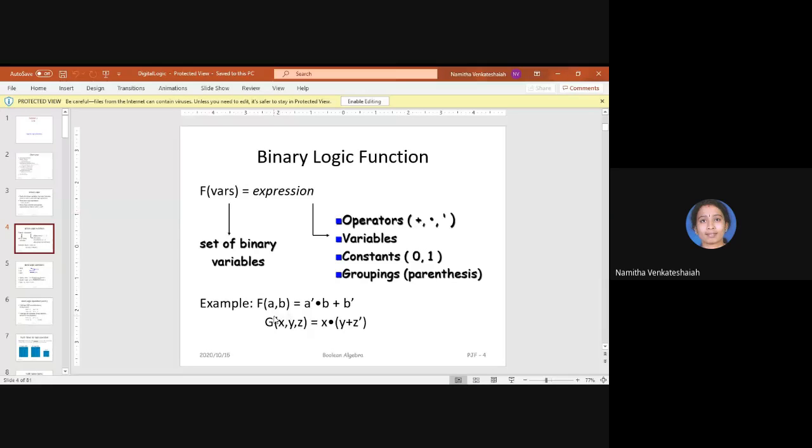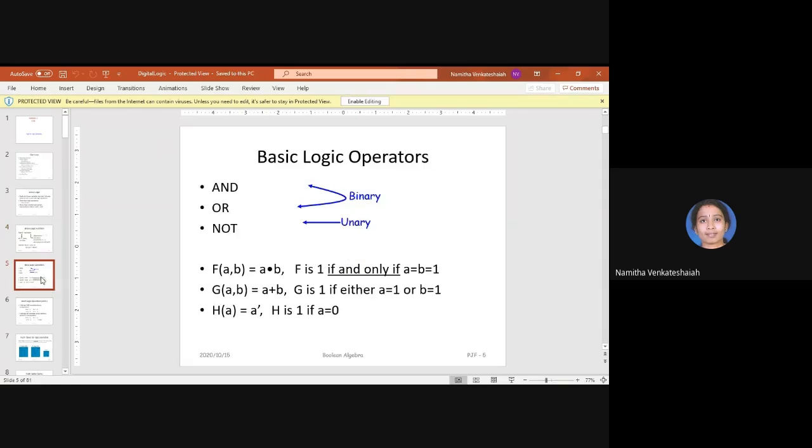Here we have an example. F of A comma B means a two variable function: A dash dot B plus B dash. It can be anything; we have just taken an example. Similarly, G of X comma Y comma Z is a three variable function. How to obtain G? X dot Y plus Z dash. We know that AND will take minimum two inputs. Three inputs can also be done, but in general it takes two inputs, and OR will also take two inputs. So it becomes a binary operation, and NOT becomes a unary operation, because we give a single operand.